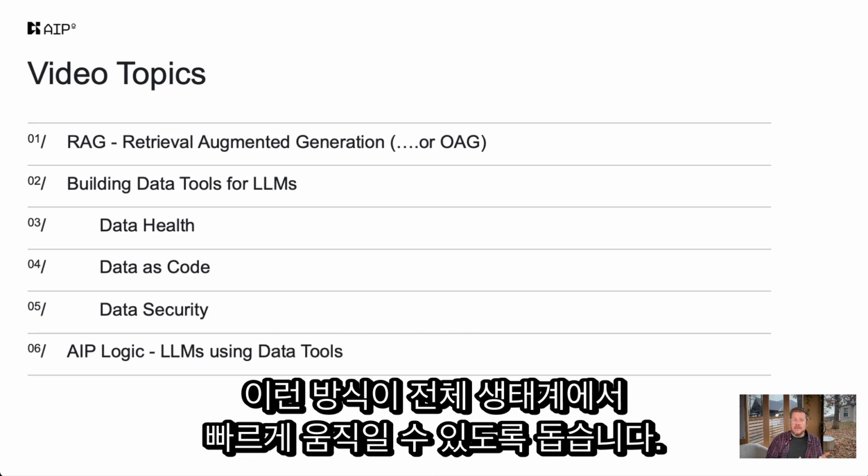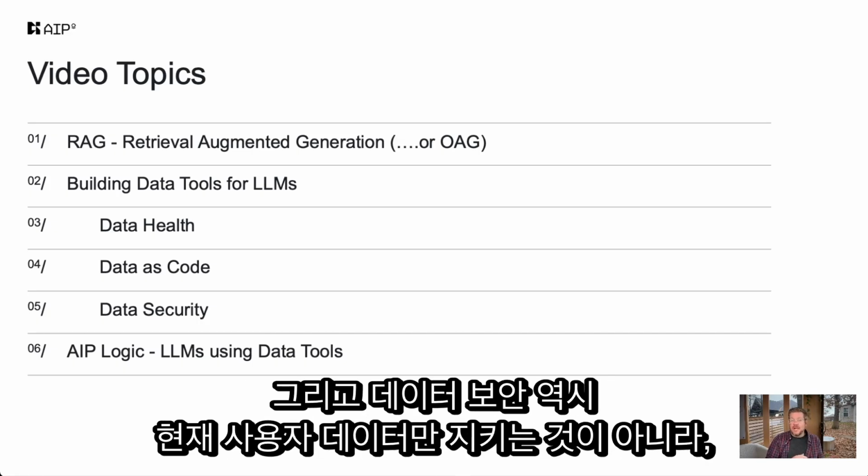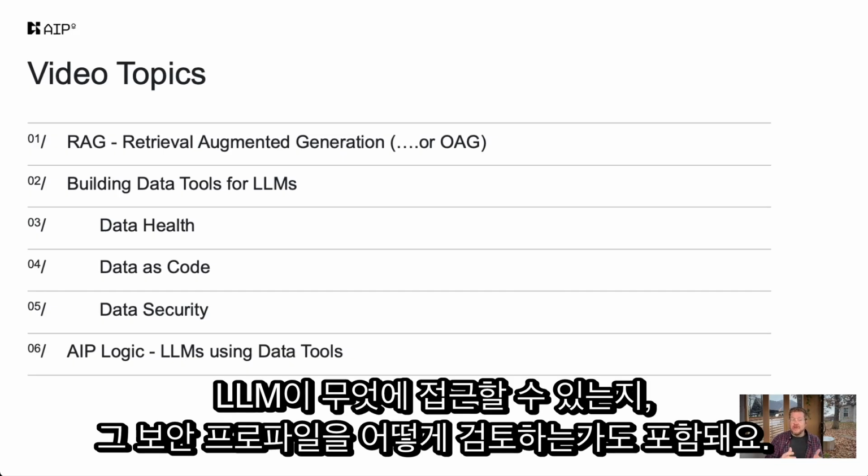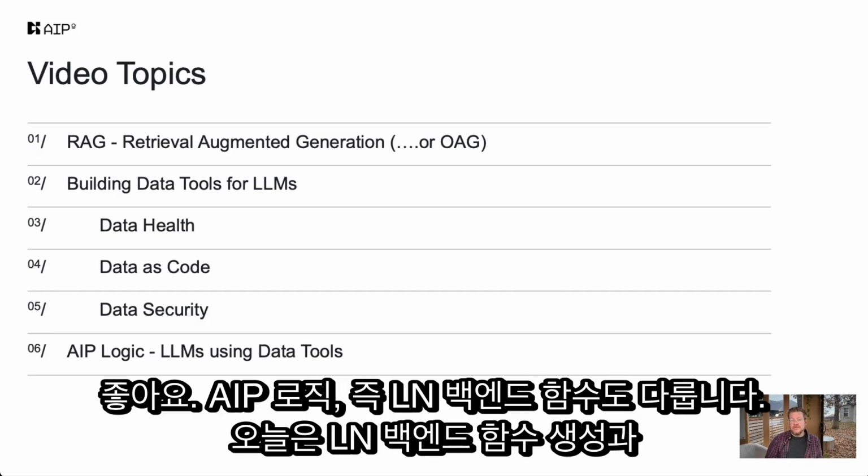So we treat your data just like code and use the same Git-based principles. And so that really helps us move quickly across your ecosystem. And then data security, that's really not only about securing data for your users now, it's also how do I understand what LLMs have access to and how we look at that security profile.